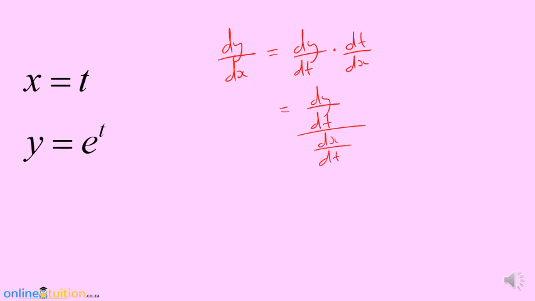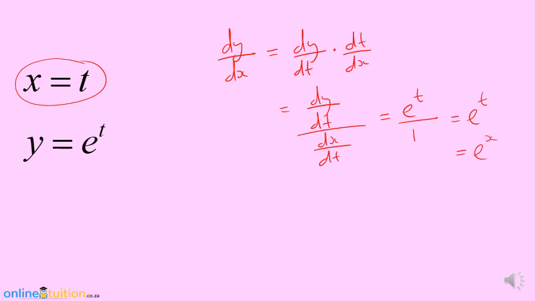Think about that very carefully. So now, what is dy/dt? dy/dt is just e to the t, so practice your differentiation. What is dx/dt? That's just 1. So dy/dx is nothing more than e to the t. And if t is just x, then dy/dx is just e to the x.